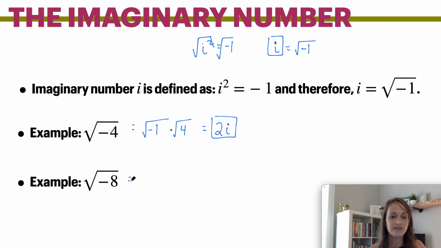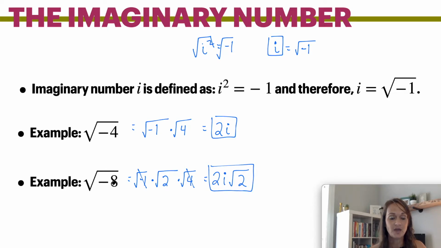The square root of -8 can be written as the square root of -1 times the square root of 2 times the square root of 4. If you were to break it down, the square root of 4 is 2, the square root of -1 is i, and then you're left with the simplified square root of 2.